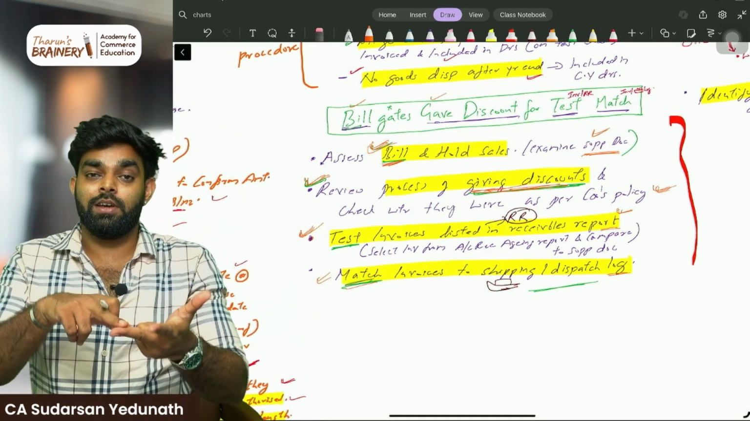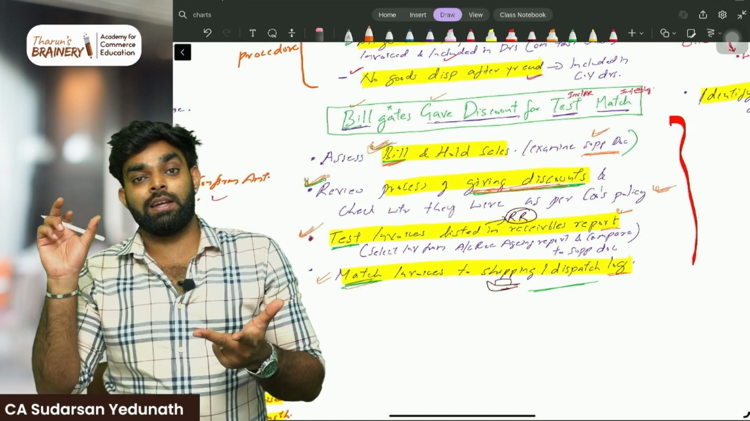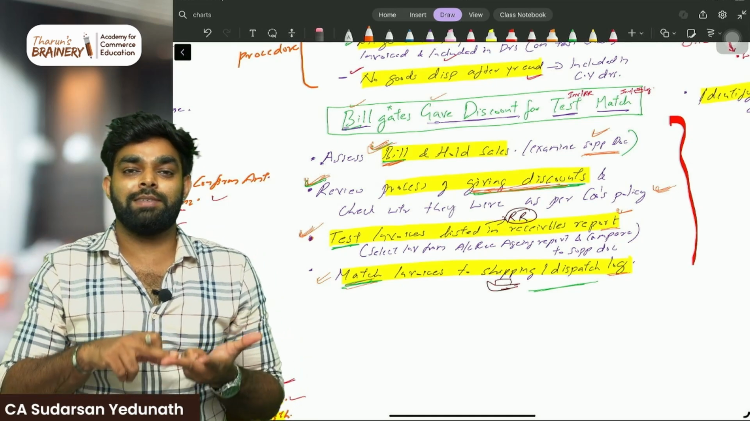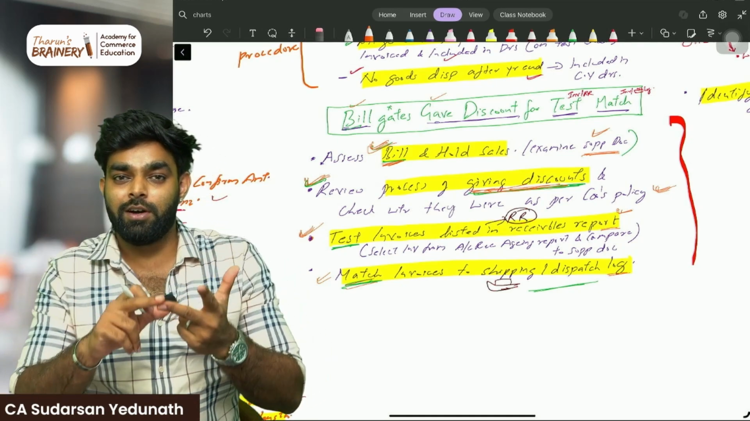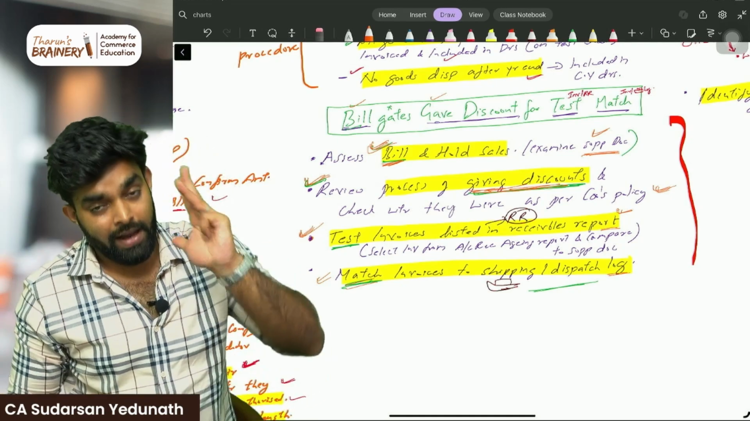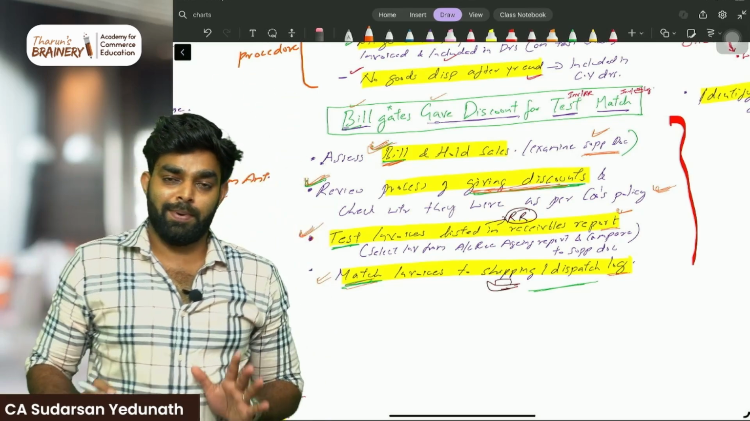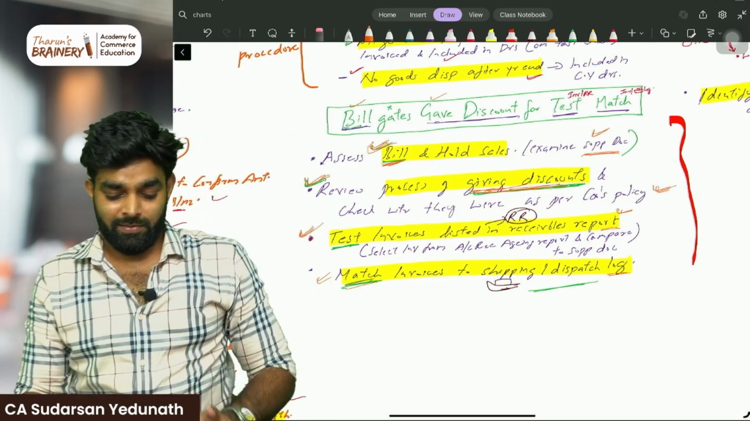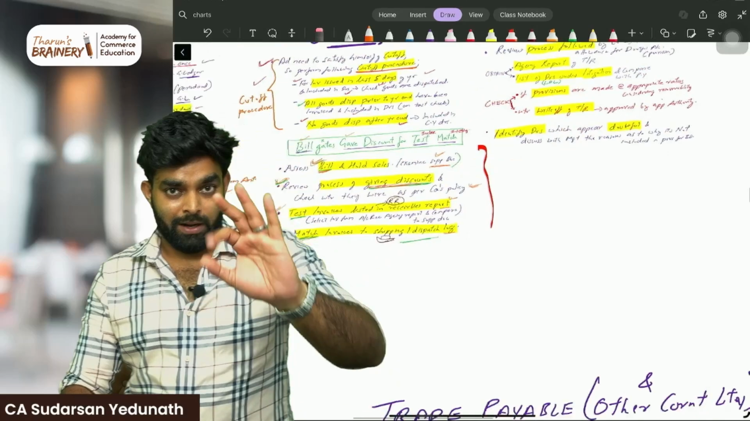Test the invoices with the receivables report. Match the invoices to the shipping or dispatch log. Dispatch log means a register. Okay, got it, right? That is the completeness procedure.